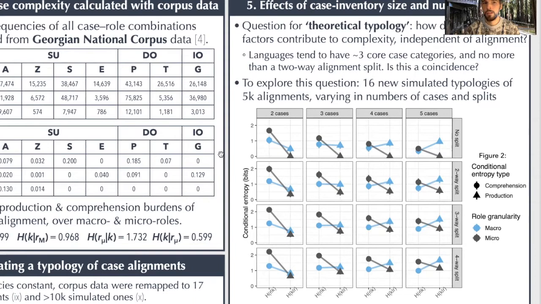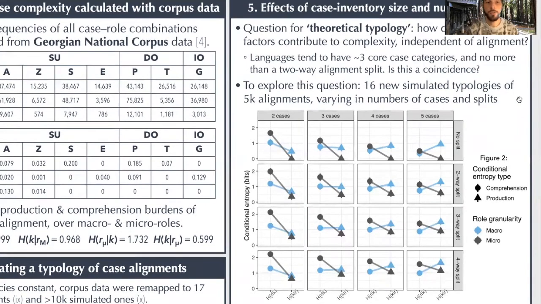And alignment splits are uncommon, and splits more complicated than two-way splits are really uncommon. So I was wondering if these patterns that we see in the typology of case are coincidental, or if they might be in some way connected to comprehension and production burdens. And to explore that question, I ran 16 more simulations, generating 5,000 alignment systems, varying the numbers of cases and splits that they feature. So between 2 and 5 case categories that were unsplit, like that Icelandic language we looked at earlier, or having a 2-way, 3-way, or 4-way split.